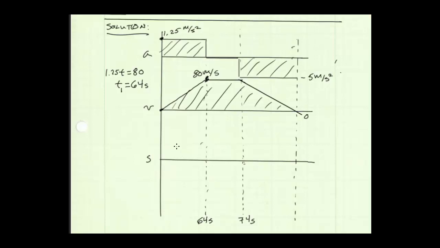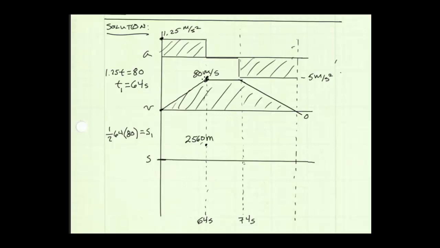Now we need to find our position. Position is the area under the velocity curve. So knowing that the time is 64 seconds here, and that I'm at 80 meters per second, I can do 1/2 the base times the height of this triangle. So 1/2 times 64 times 80 should give me what my first position is. And that will give me a position of 2,560 meters.